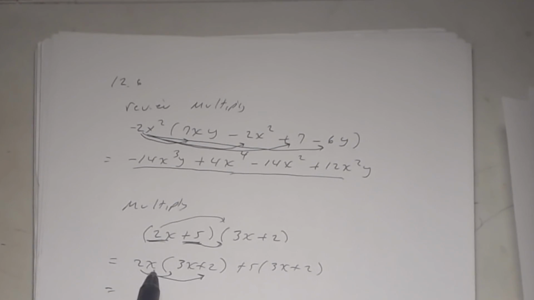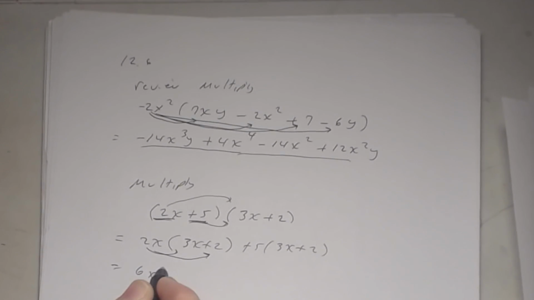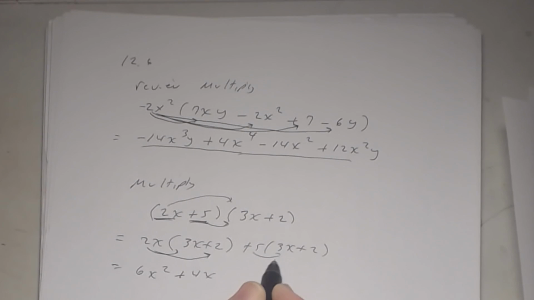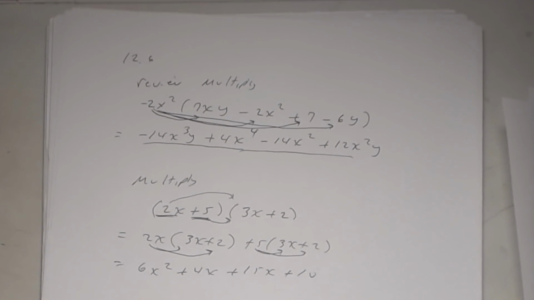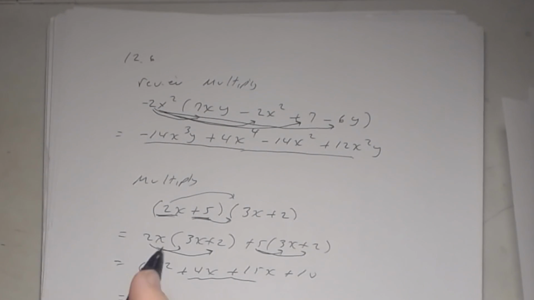So what's 2x times 3x? 6x squared. What's 2x times a positive 2? All right. What's a positive 5 times 3x? Okay. What's a positive 5 times 2? 10. So that's what I have. How many terms do you see right here? 4. Can I combine any of them? Yes. The 4x and the what? So putting this in descending order, what do I get? 6x squared. Okay. What else? 19x. Not 19, 19x. Plus 10. Okay, so there's your answer.